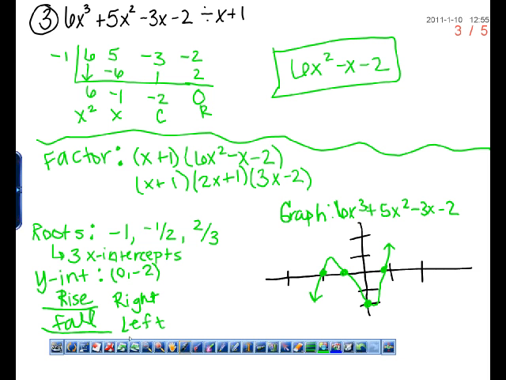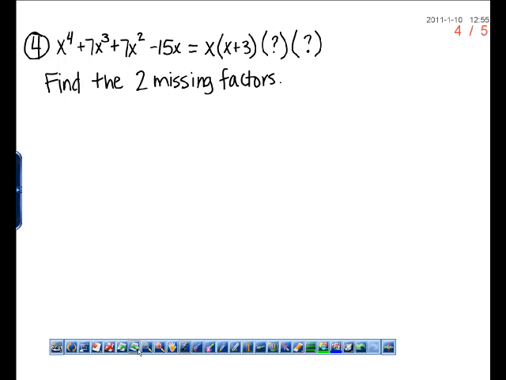All right, let's keep going. x to the 4th plus 7x cubed plus 7x squared minus 15 is going to be equal to x times x plus 3 times 2 more factors. And I want us to find the 2 missing factors.